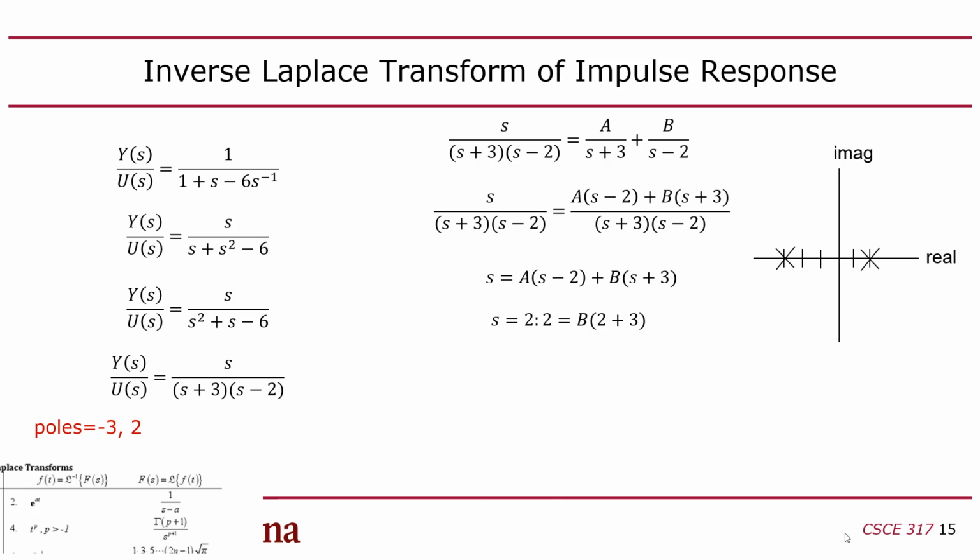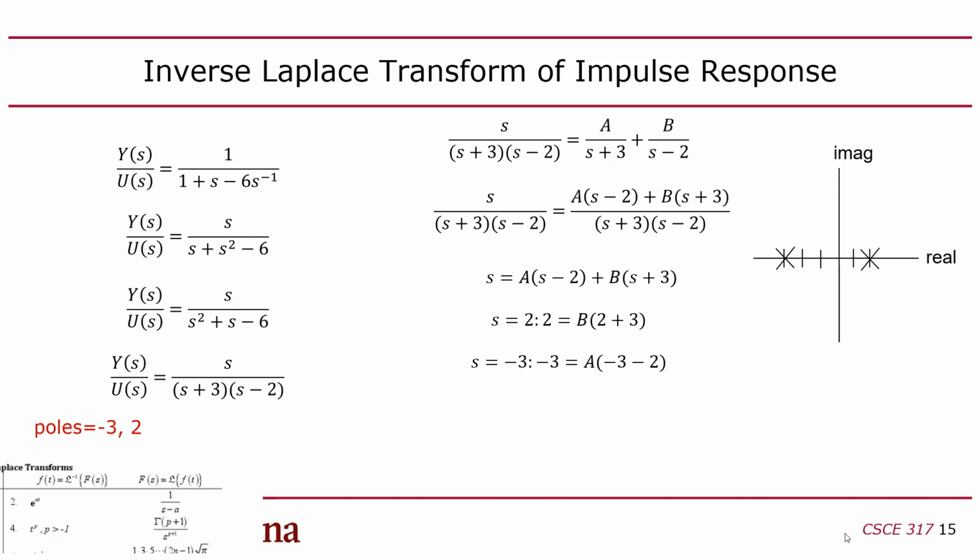I'll set s to be 2, in which case I'll have an equation that's 2 equals B times 2 plus 3, which is 5. So s equals 5B. And then I can also set s to negative 3 and do the same thing and solve for A. Now you might say, well, how is that possible?